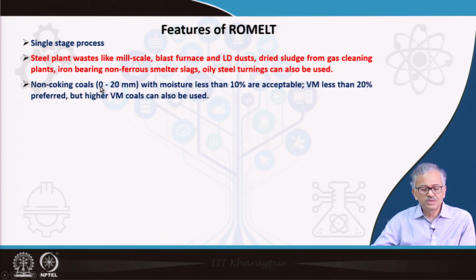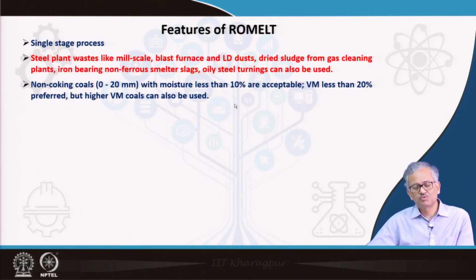Non-coking coal, usually up to 20 millimeter size and not bigger than that, is favored. Up to 20 millimeter size you can use, because then the burning efficiency becomes higher, and with moisture less than 10%, because the higher the moisture, the lower the burning efficiency and the flowability of the coal.